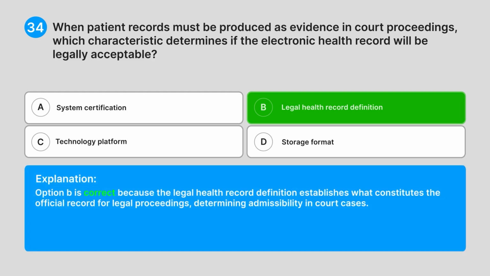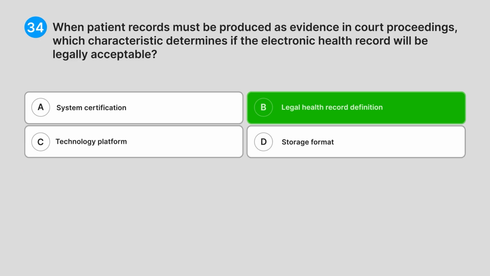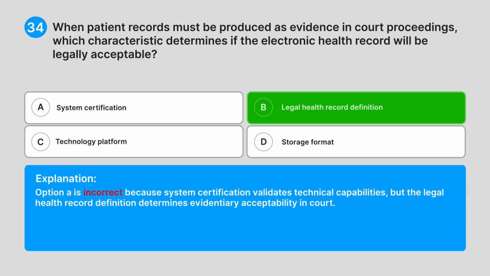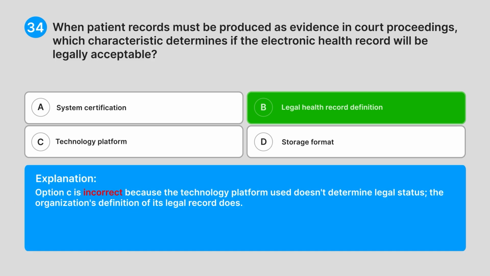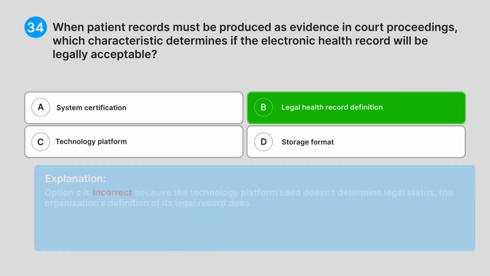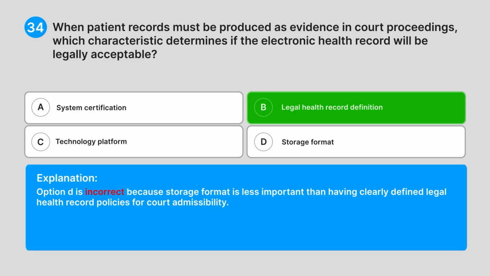Explanation. Option B is correct because the legal health record definition establishes what constitutes the official record for legal proceedings, determining admissibility in court cases. Option A is incorrect because system certification validates technical capabilities, but the legal health record definition determines evidentiary acceptability in court. Option C is incorrect because the technology platform used doesn't determine legal status. The organization's definition of its legal record does. Option D is incorrect because storage format is less important than having clearly defined legal health record policies for court admissibility.